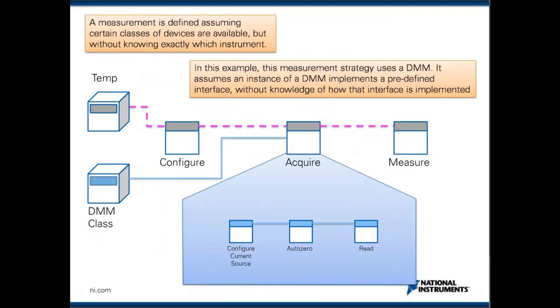So in this case, we have our temperature measurement, which, for the sake of example, needs a DMM. In order to acquire, we need to implement the method using the generic interface for a DMM, but we won't know until later which DMM we want to use. And so here we blow out the contents of this sub-VI and consider, for example, the interface of the DMM to be configure, auto zero, read, etc.